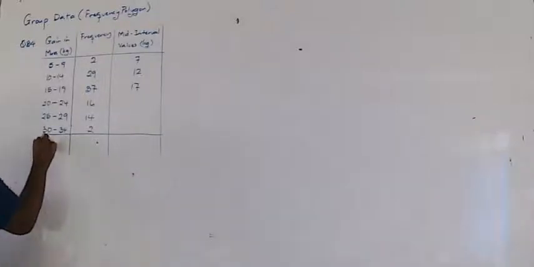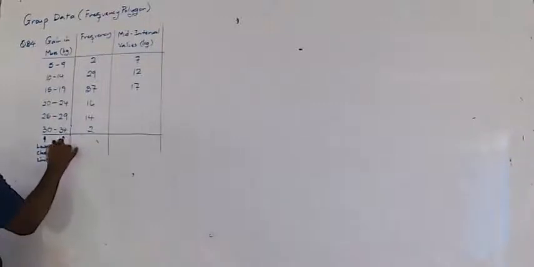This is what we call group data. In previous videos, I would have indicated that this is the lower class limit, and that this is the upper class limit.